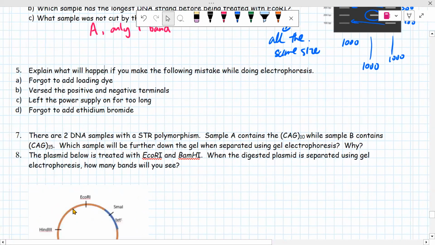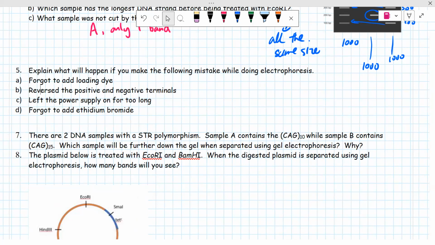I think we talked about this already on the study guide, but I can quickly go through it again. If you forgot to add the loading dye, that's the blue stuff, then the DNA will not sink into the well. It will just come back up into the buffer, and the sample would be gone. If you reversed the positive negative terminal, the gel will be running the other way, towards the well, as opposed to away from the well. You will lose the sample. You left the power supply on for too long, you will also lose the sample. It will all exit on the other end, right?